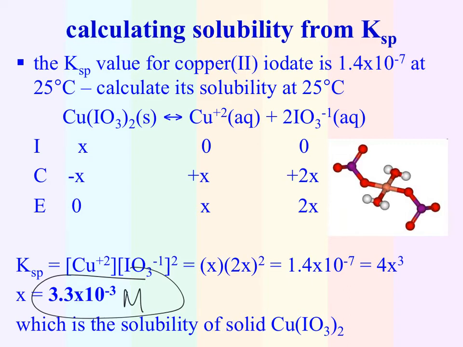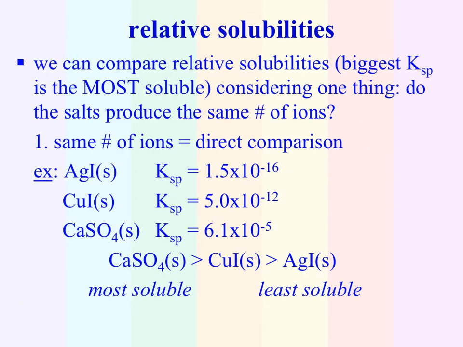Okay, so relative solubilities of salts can be compared, generally speaking. The biggest Ksp value is going to be the most soluble. However, we do have to consider one thing: if we are comparing salts that produce the same number of ions in solution. Okay, if you have the same number of ions being put into solution, then you can make a direct comparison, and the one with the biggest Ksp will subsequently have the largest solubility, or be the most soluble.